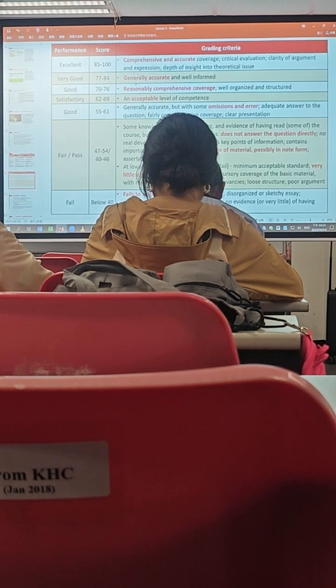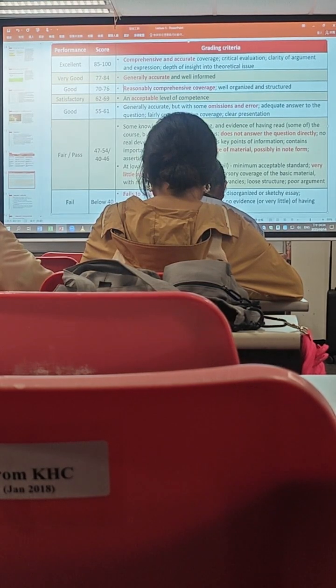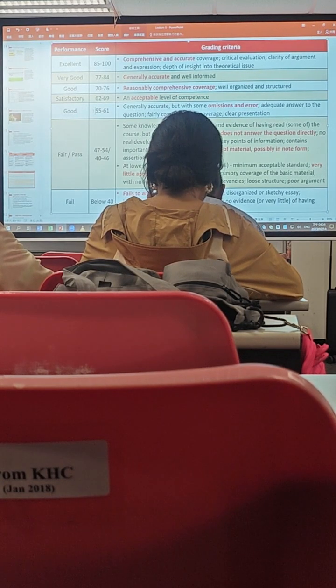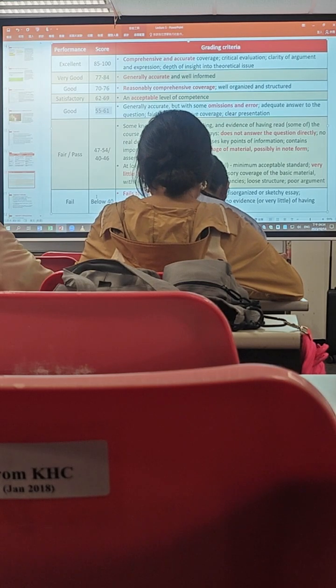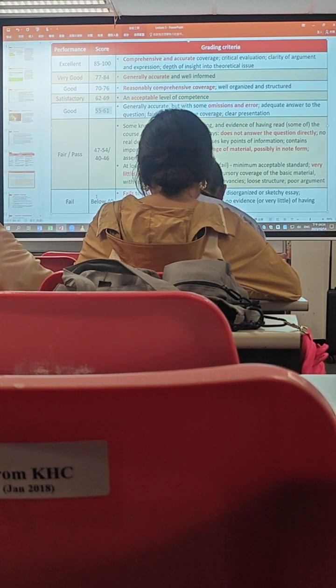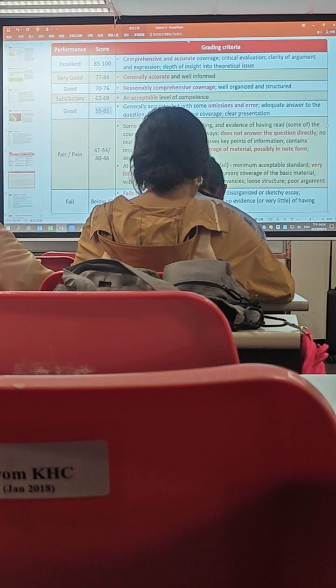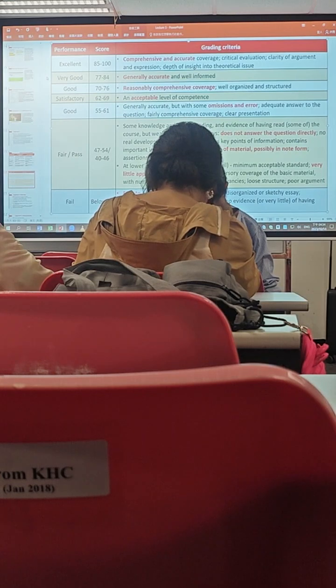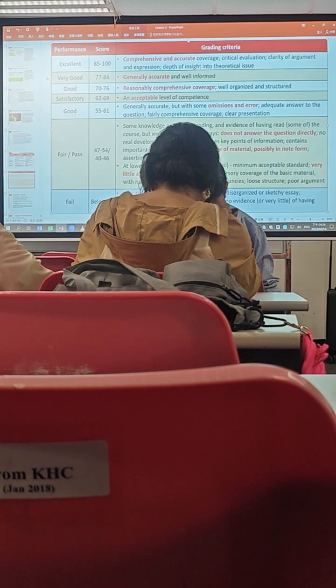If you have a reasonable, comprehensive coverage, okay, then you can get around this mark. Okay, acceptable level, then you can get this sort of mark. But if you have some serious omission error, then the mark you get may be around here. If you write something that is totally not relevant to the question, then you will get this part. Okay, and so there is no standard point for marking this assignment.